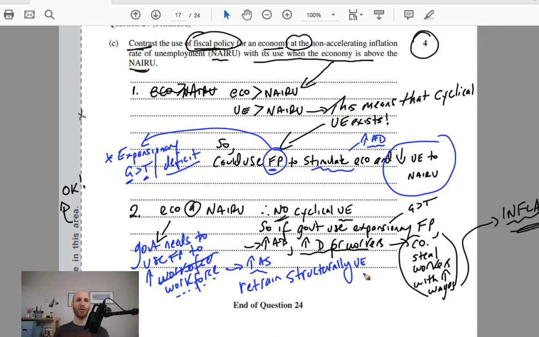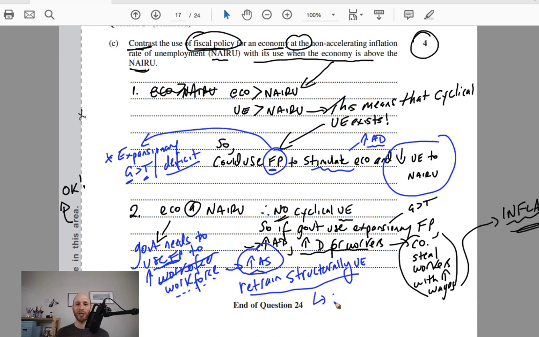So instead, to go lower than the NAIRU, the government has to work out how it could use fiscal policy to increase the size of the workforce and to boost aggregate supply. That's the only way to reduce unemployment further. So if you think about what types of unemployment are present at the NAIRU, we've got structural unemployment. So if the government could reduce the number of structurally unemployed, then that could reduce the NAIRU. And the best way to do that would be to retrain those who are structurally unemployed.